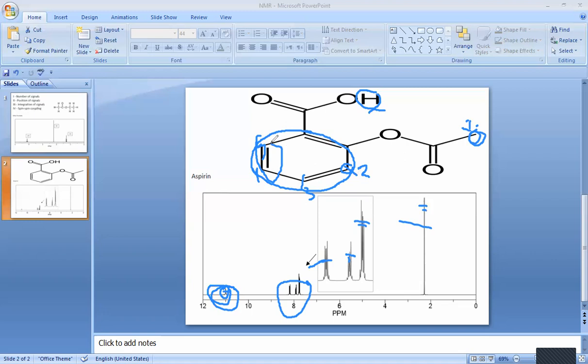Again, using the n+1 rule, we can tell the splitting pattern of this, but since they are not very clear here, it's very difficult to tell. Also, again, using the computer integration, we can tell how many hydrogens are bonded there. And lastly, I think there's nothing else to say about this. Yeah, I think that's all we can say about this one. Thank you for watching.